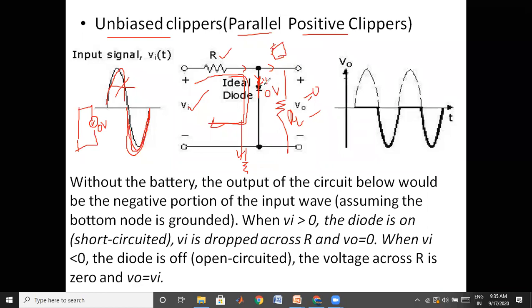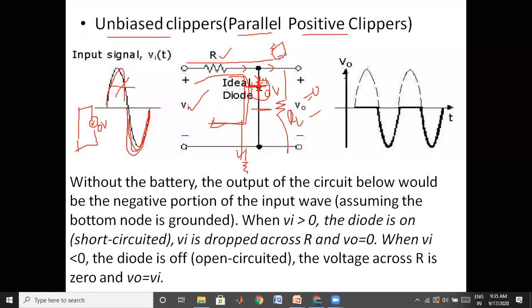Why is the diode in reverse bias? The anode has less voltage than the cathode. The anode has -1, -2 volts, the cathode is at zero, and -1 is less than zero. Therefore, the diode will be in reverse bias. Since it is reverse biased, we get an open circuit. The diode will be open, therefore this branch will be open.